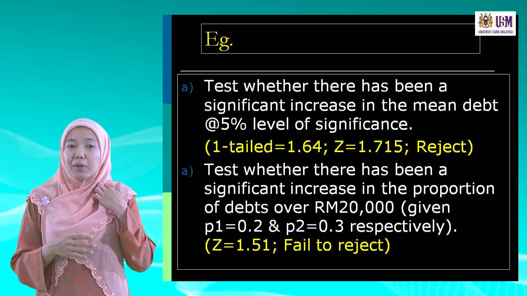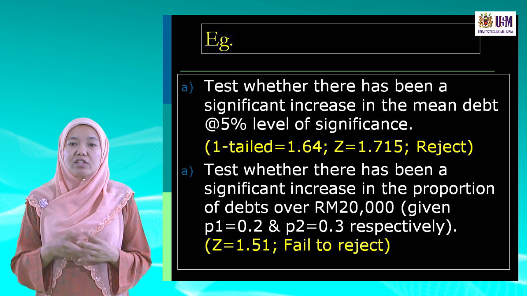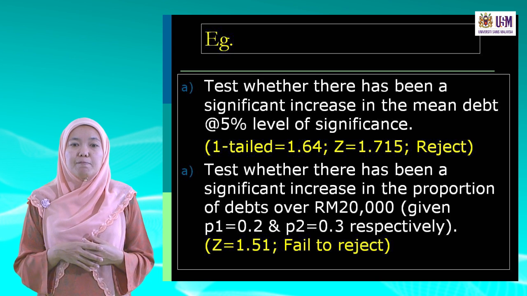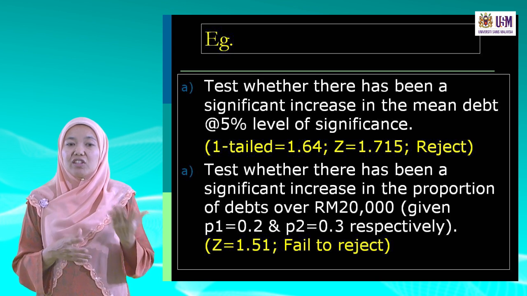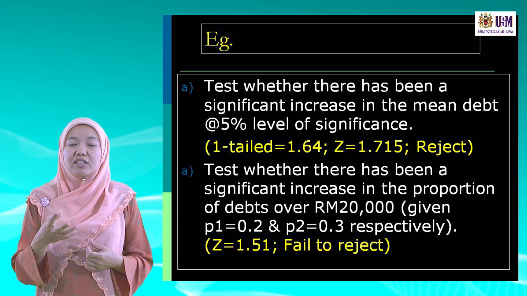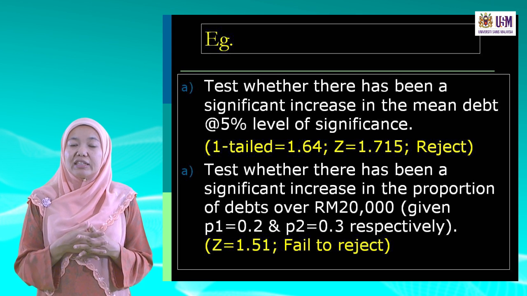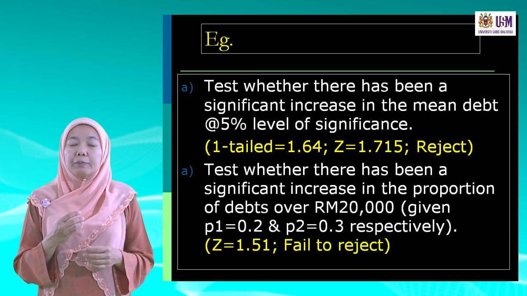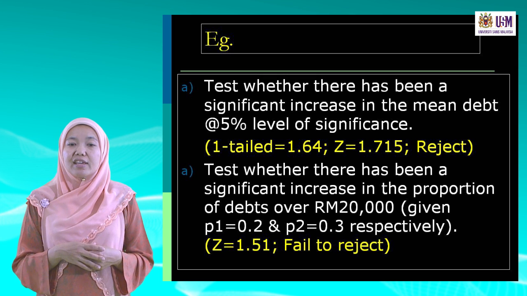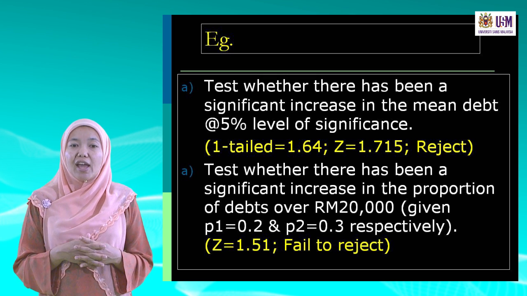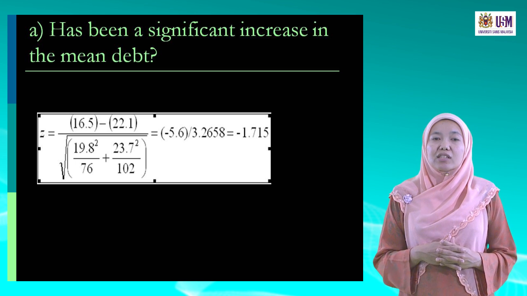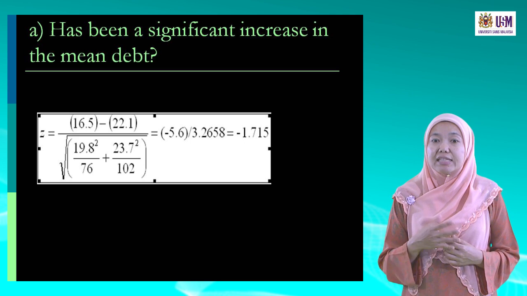In part B, it's possible that the question asks you to test whether there has been a significant increase in the proportion of debts over 20,000 ringgit, given that the proportion of debts in 1990 is 0.2 or 20%, and in 1992 the proportion of debts over 20,000 ringgit is 30% or 0.3 respectively. So this is a two proportion test. So you have Z equals to 1.51, and then your decision will be fail to reject H0. We are looking at part one of the question just now, which asked whether there has been a significant increase in the mean debt.